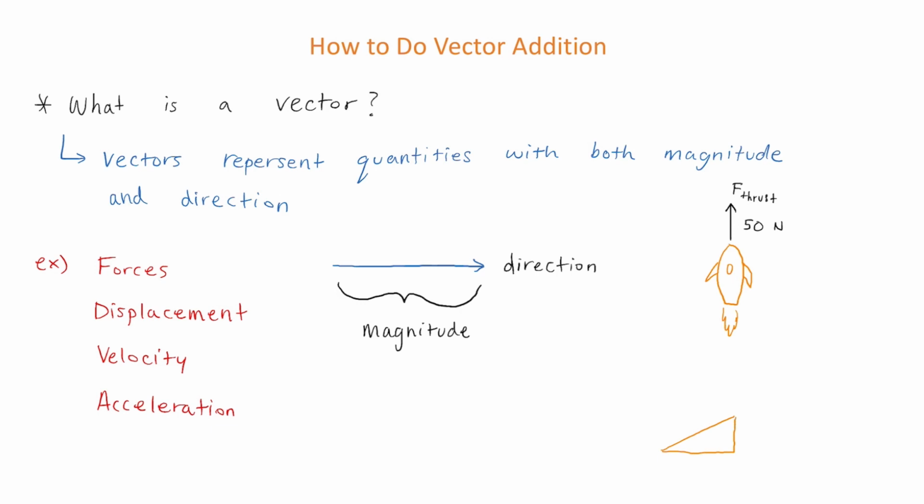Let's look at another example. Imagine we have a skateboarder that's launching off of a ramp with a velocity of 10 meters per second and at an angle of 45 degrees. We can represent the velocity as a vector.